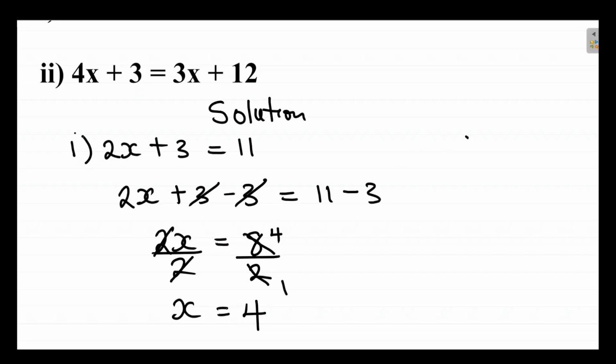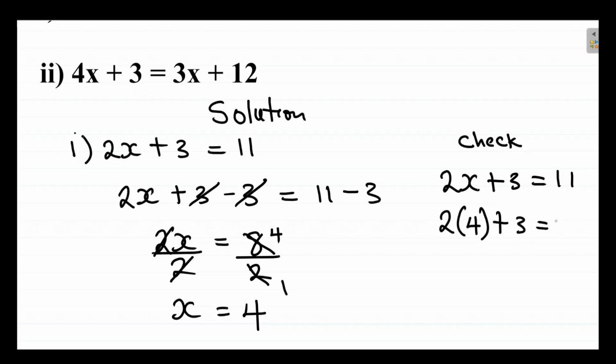Now let's check if our solution is correct. The question given to us was 2x plus 3 equal to 11. Now we have obtained that x is equal to 4. So we have 2 multiplied by 4 plus 3 is equal to 11. 2 times 4 is 8, plus 3 equal to 11. So 8 plus 3 is equal to 11. Thus, our solution is correct because the left hand side is equal to the right hand side.